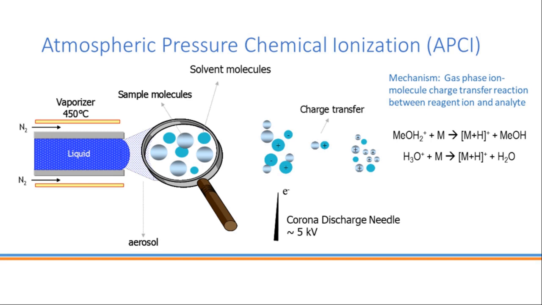So methanol is a common component in the mobile phase for HPLC. If it's not there, then you would add it in for this chemical ionization to work well. And those basically methanol reagent ions, or even water reagent ions, can then transfer charge to the analytes of interest, so that they can be measured.